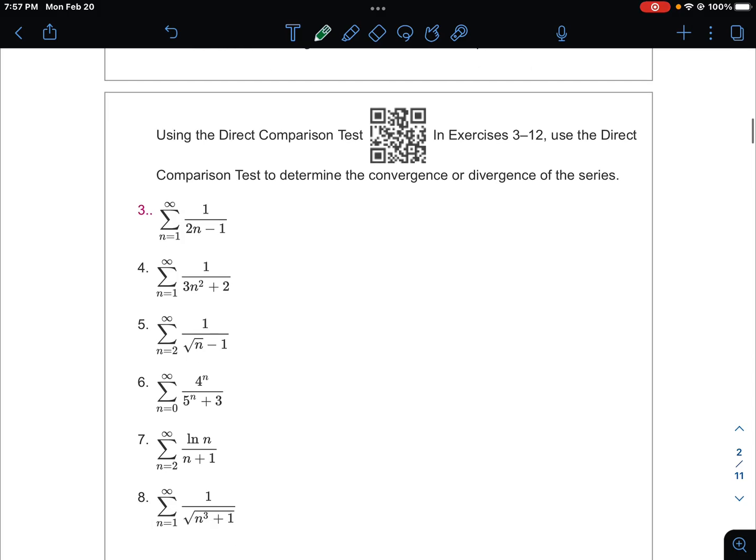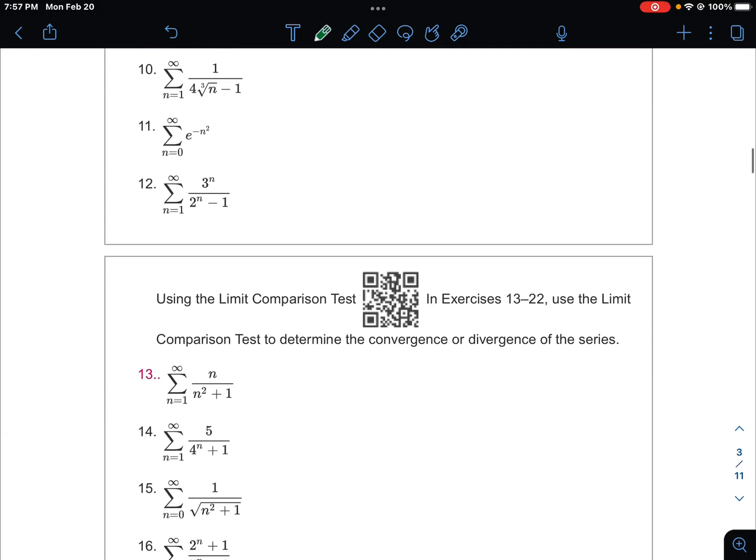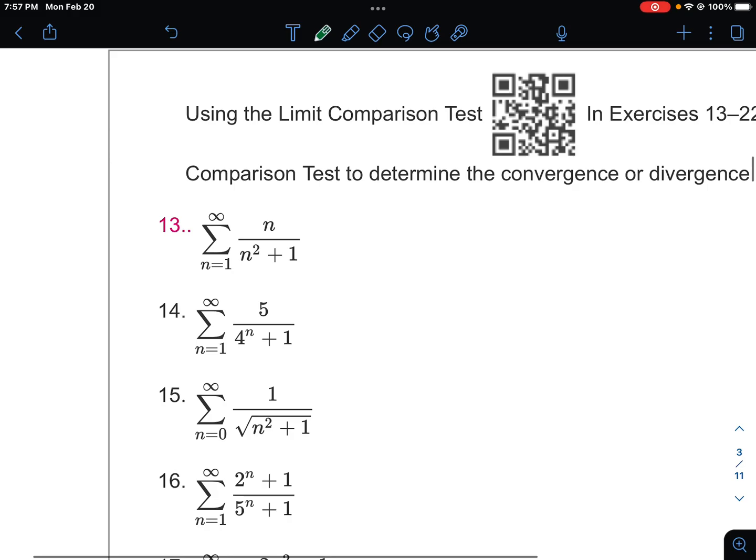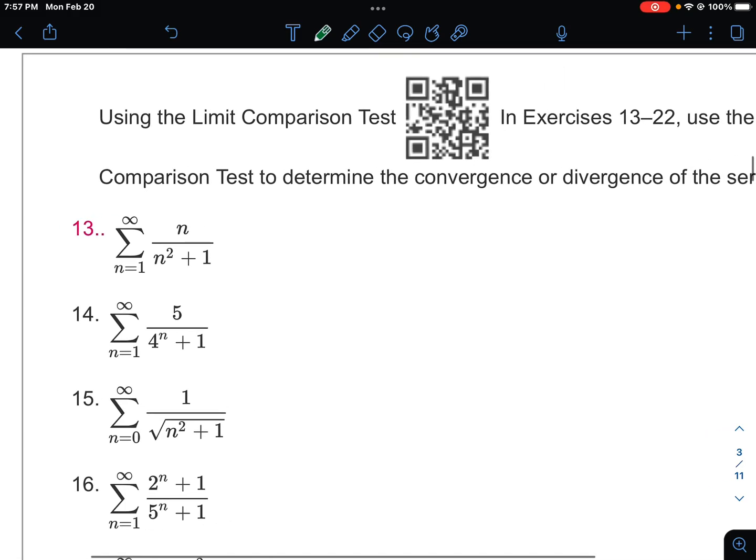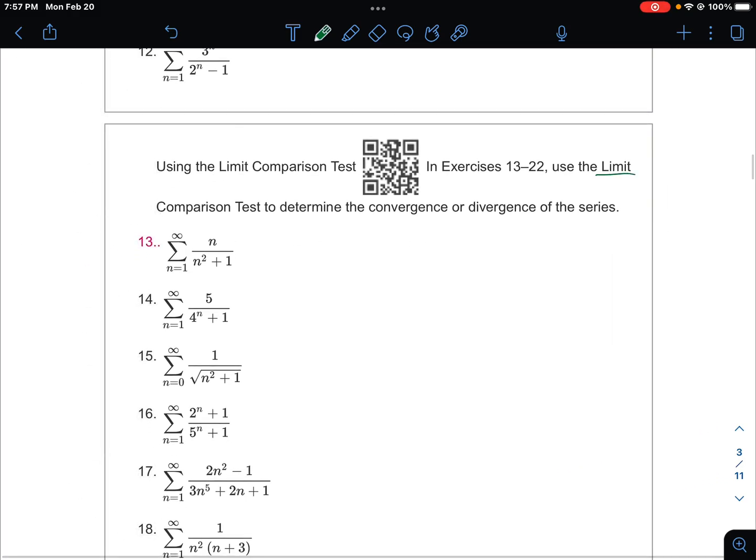So let's start with number 13, okay? Number 13, when you guys are looking at this, it says we're going to be using the limit comparison test. When I'm looking at it, I know that this looks like n over n squared. So I know that I can compare to n over n squared, which is 1 over n. So what I'm going to say is that this is b sub n, and this is a sub n.